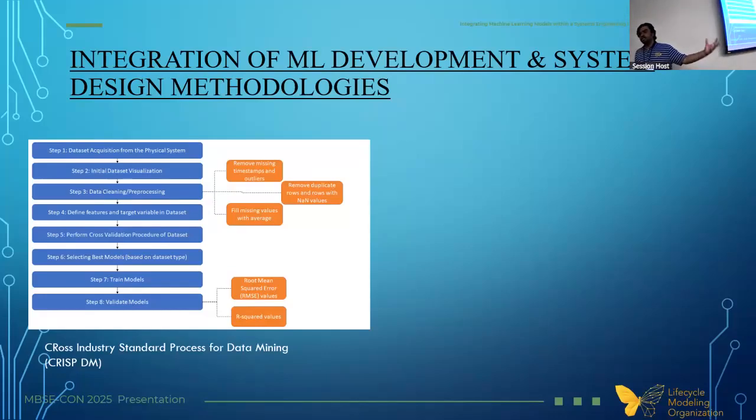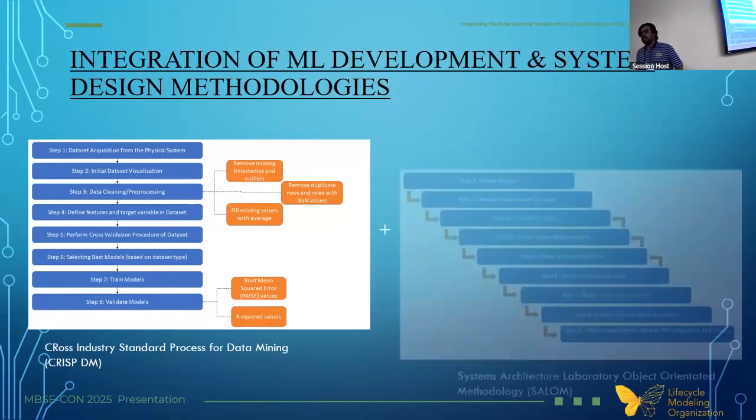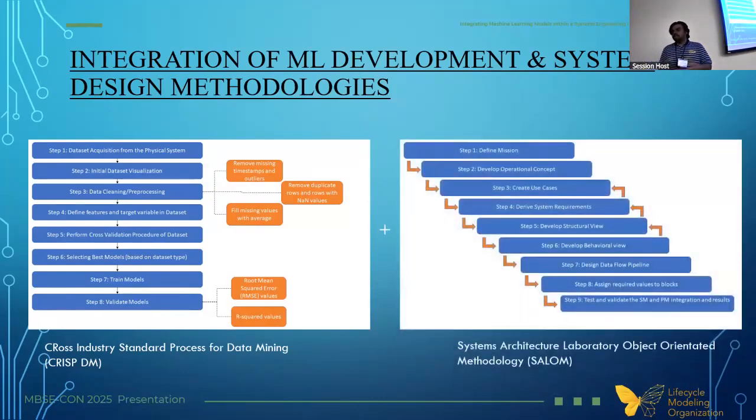Okay, great. How do I bring it into my system development, which is a completely different thing? So I would create a system model using a different methodology, the Systems Architecture Laboratory Object-Oriented Methodology, also called SALOM. I will use this to create a system model using SysML in Magic System of Systems Architect. And again, it has different steps. You define your mission, operational concept, use cases, requirements. You develop your structural view, your behavioral view, and you run some simulations.